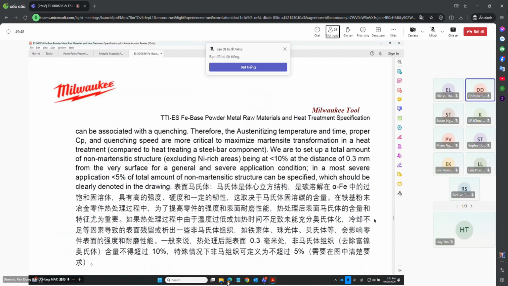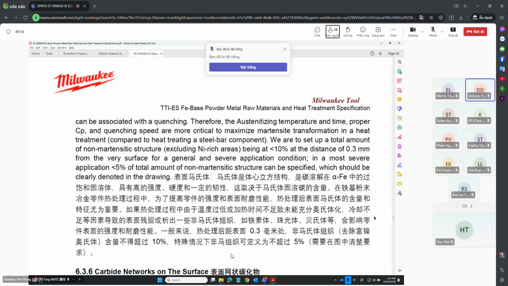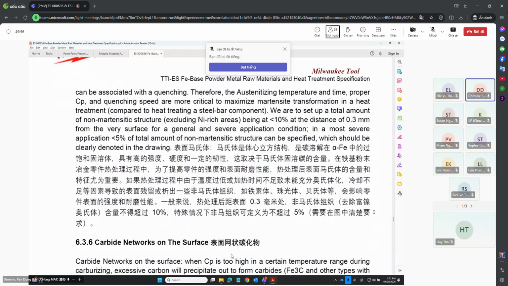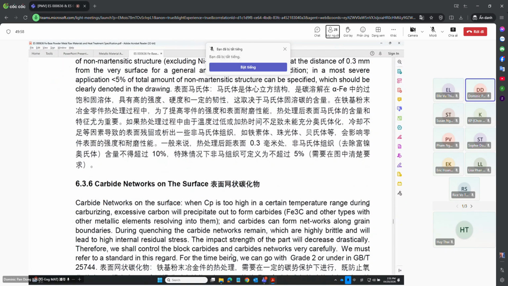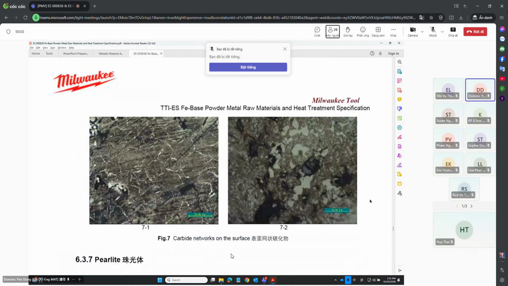And the fifth one is about so-called martensite near the surface. It's not that bad, but usually we need to control it. And of course, the last one, carbide networks. This one you commonly wouldn't expect to see, but sometimes if the heat treatment process control is poor, we can see it. So those two images show the carbide networks.